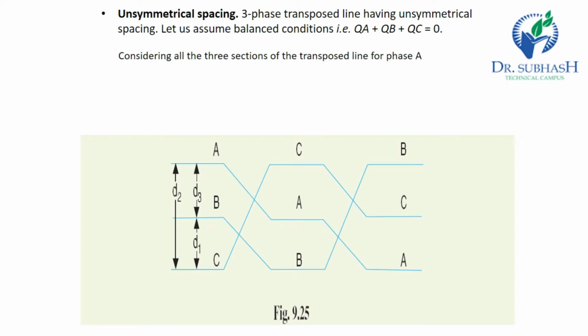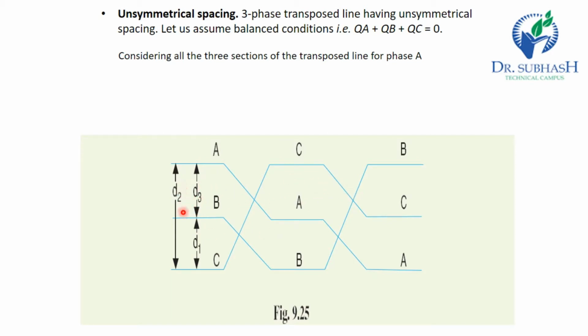Now unsymmetrical spacing. A three-phase transposed line having an unsymmetrical spacing. Let us assume a balanced condition, so Q_A plus Q_B plus Q_C, the total sum of these three charges, is 0. Now consider all the sections of the transposed line for phase A. In the figure we see the distances between conductor A and conductor B, conductor A and conductor C, and conductor B and conductor C. These distances are changed at some interval.